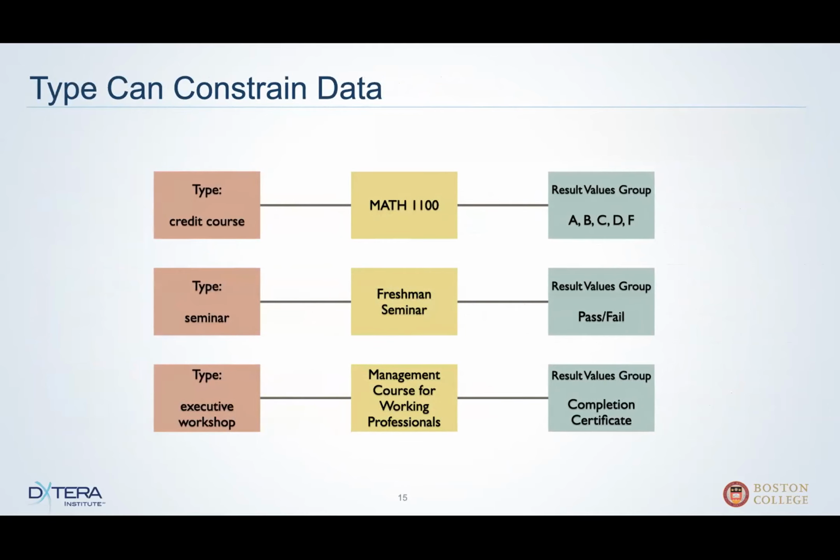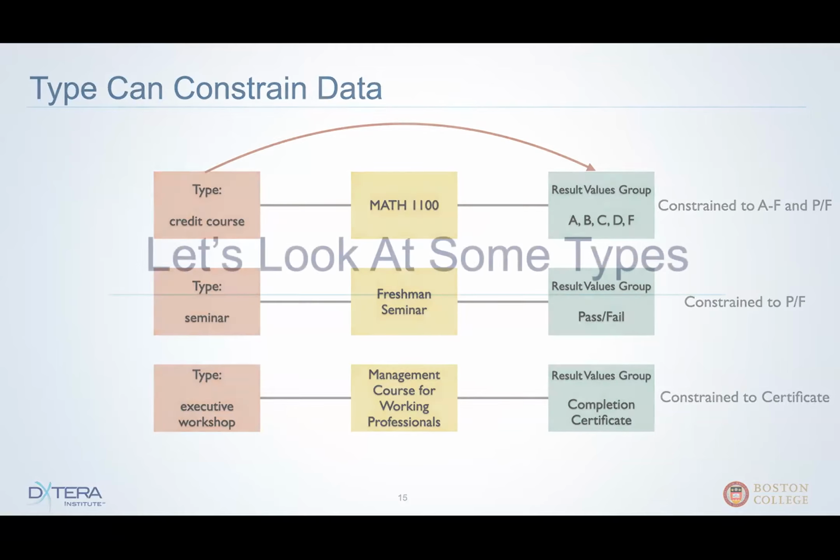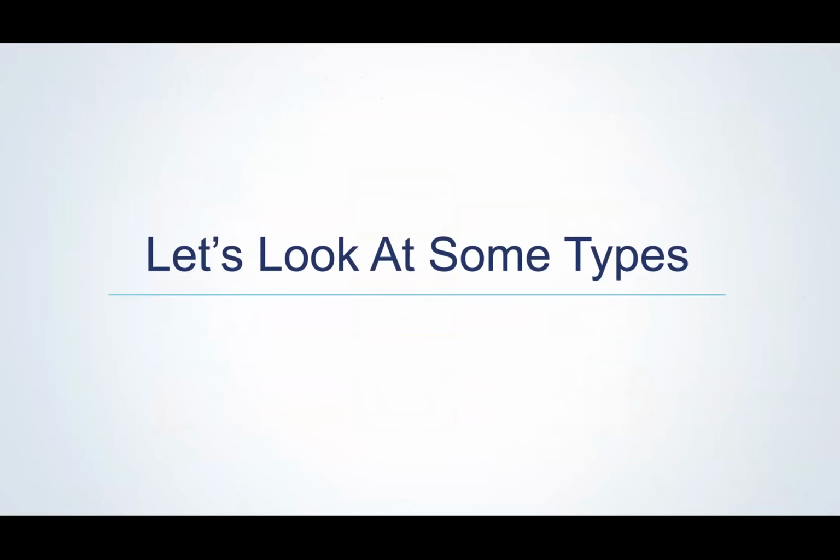One of the practical usages of types is that we use it to constrain data. And so last week I ran through an example where I was constraining the result values groups fields in the courses based on the type of course. So let's take a look at what I'm talking about.